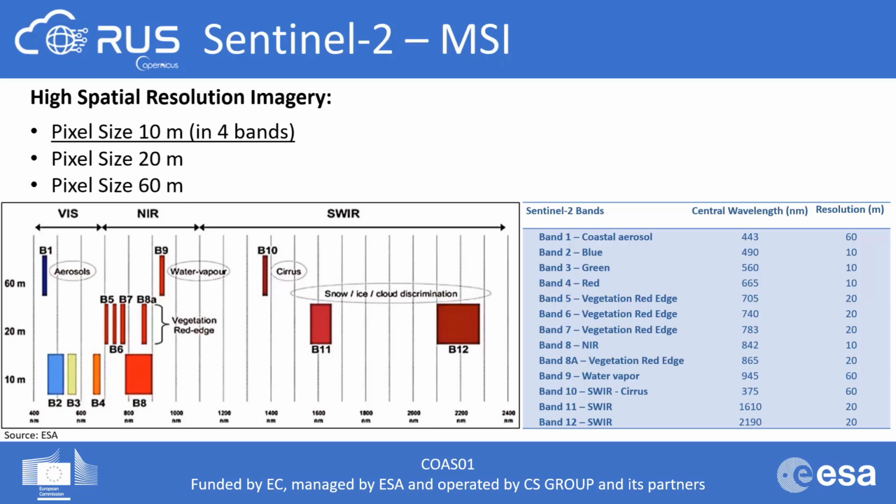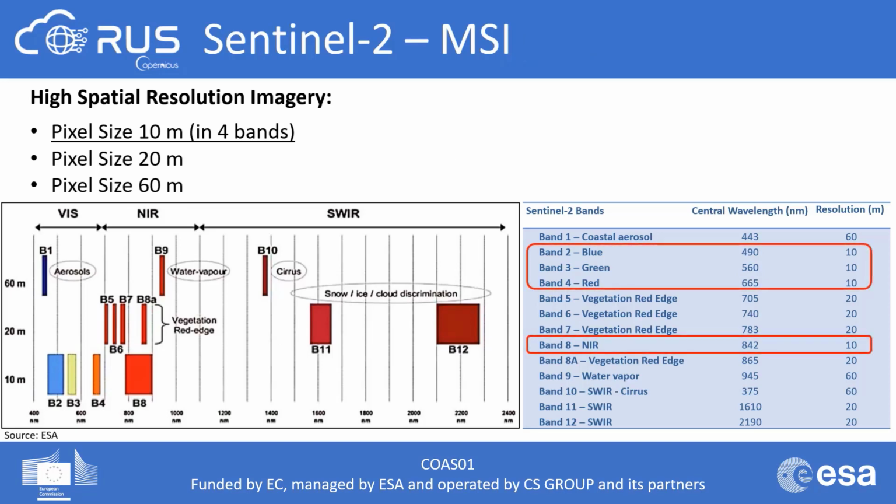As you can see here, the 13 spectral bands are in frequencies of the visible, the near infrared and short-wave infrared parts of the electromagnetic spectrum. Those that are of pixel size of 10 meters resolution are for band 2, 3, 4 and 8. They are those which we will also use for this exercise.